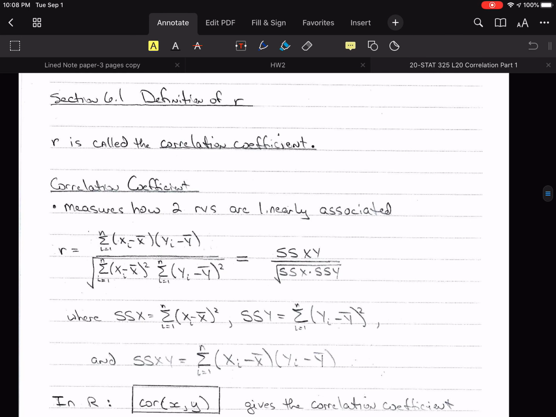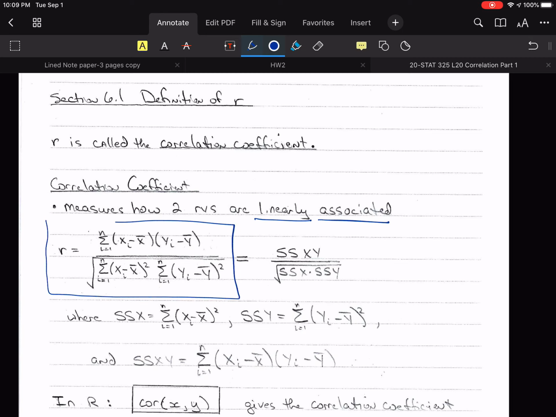So the definition of R: first, it's called the correlation coefficient, and it measures how two random variables are linearly associated to each other. And here's the lovely simple formula. No big deal at all. This is the definition of the formula. We would not want to use this as our calculation if we were going to do it by hand.